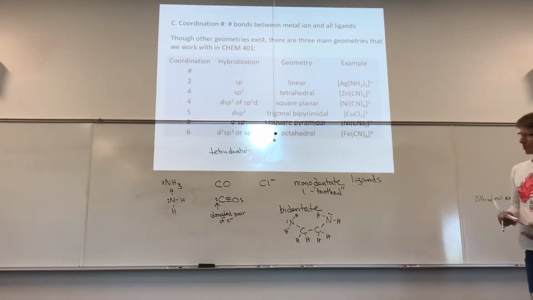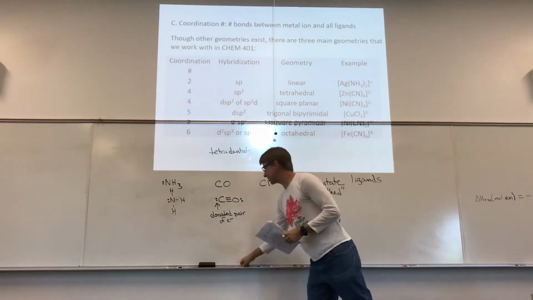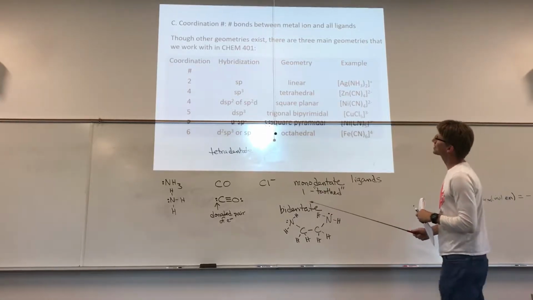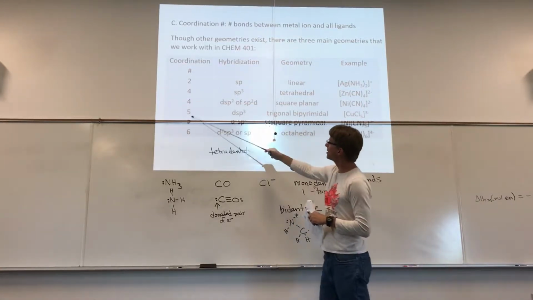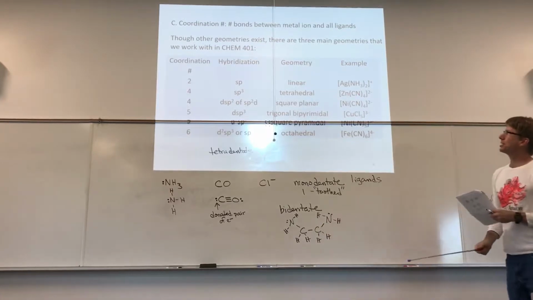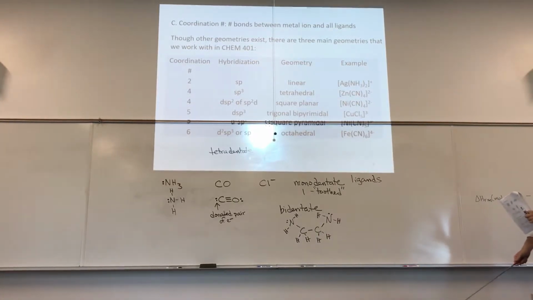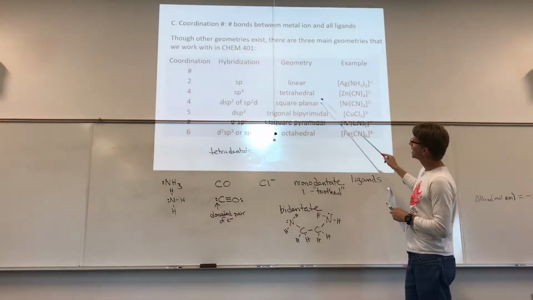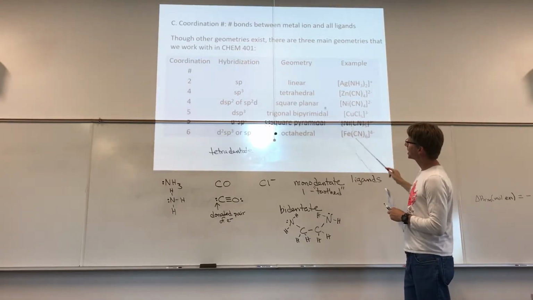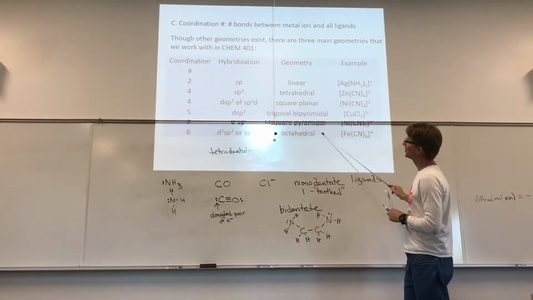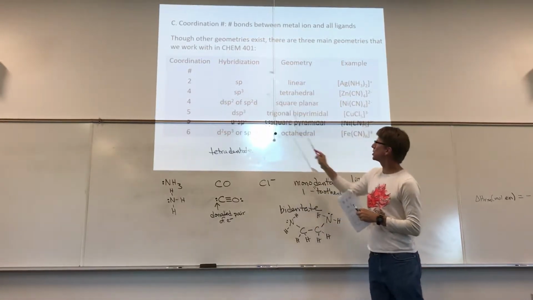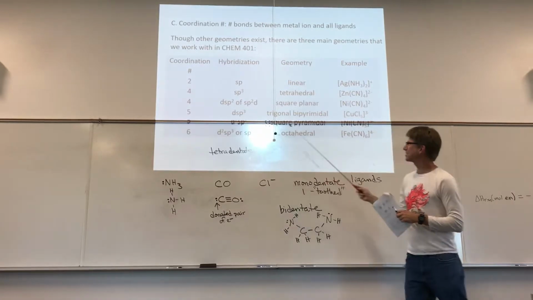Now I'm going to define a term called the coordination number. Coordination number is the number of bonds between the metal ion and all ligands. Though other geometries exist, there are 3 main geometries that we work with in Chemistry 401. You might want to star tetrahedral, star square planar, and star octahedral. Those are coordination number 4 for tetrahedral, 4 for square planar, and 6 for octahedral.